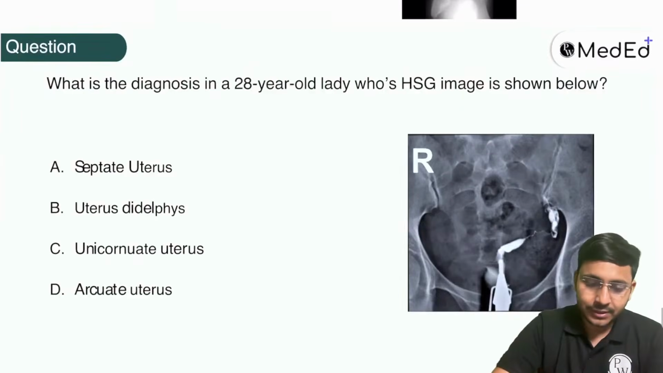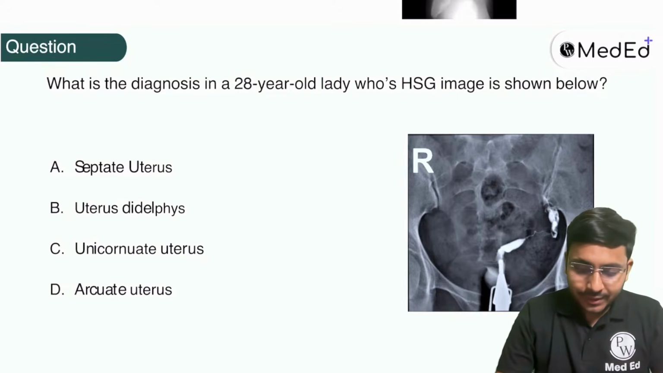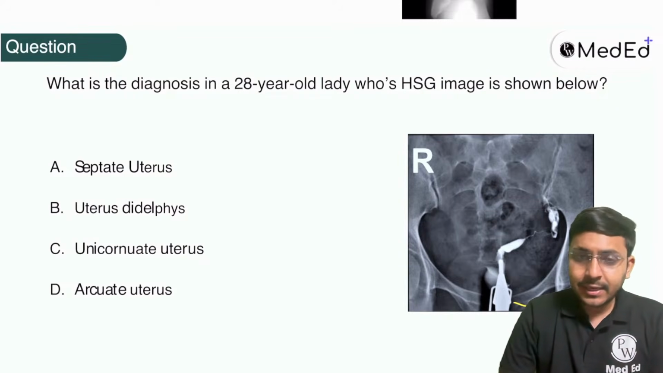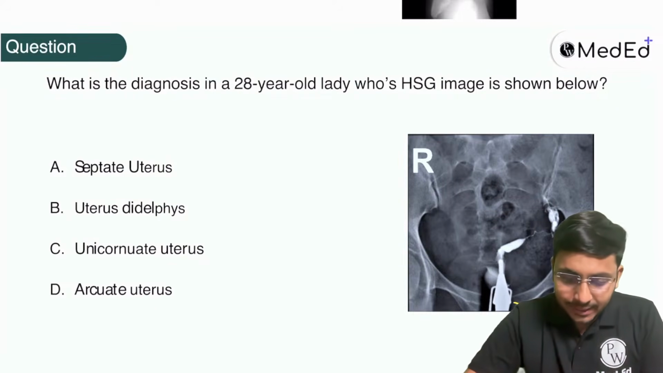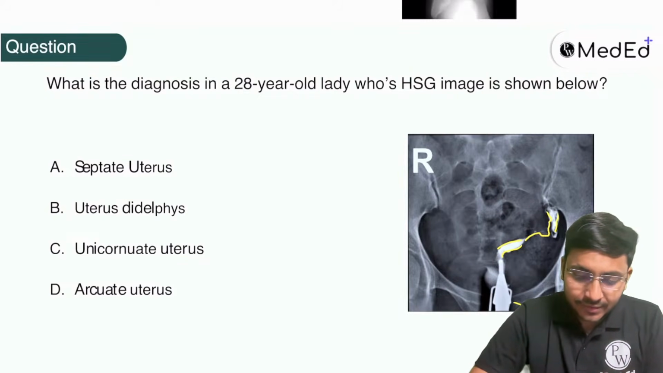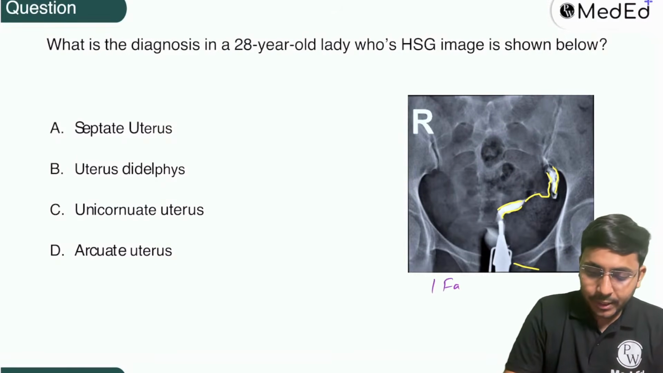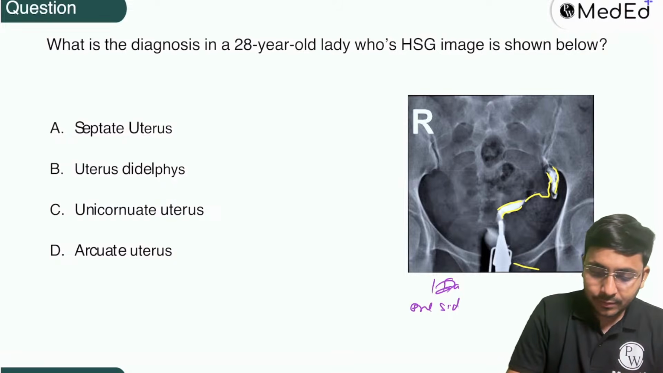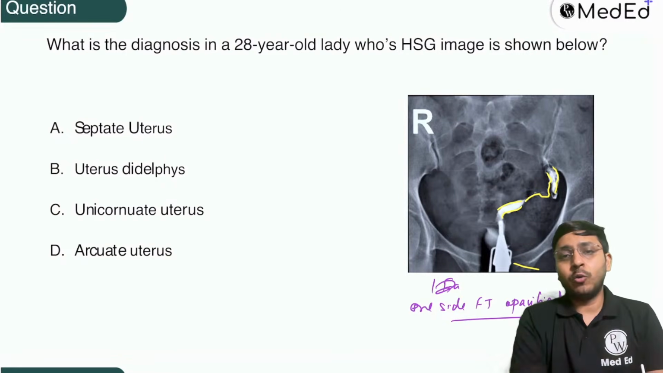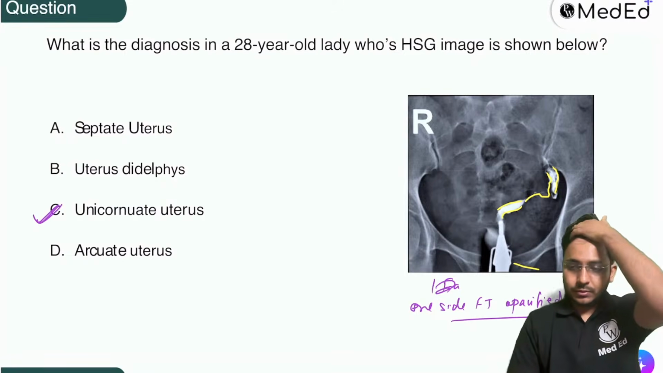Now, what is the diagnosis in this 28-year-old lady whose HSG is shown below? So what are you seeing? This is an HSG with a Leech-Wilkinson cannula. You are seeing that only one side fallopian tube is opacified and it is patent. So the clue here is that only one fallopian tube, one side, is opacified. If only one side is opacified, it means there is only one fallopian tube, and it is a unicornuate uterus.